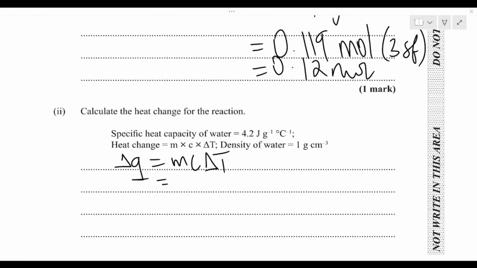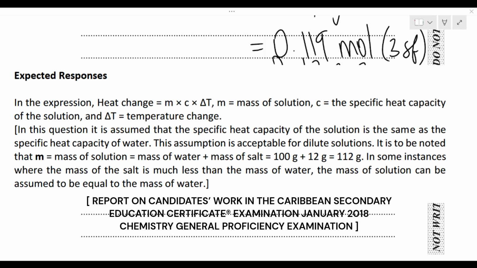Now, I just want to make sure because there is a little bit of ambiguity here, but for this, you should use 112, the 100 centimeters cubed of water, well, the 100 grams of water, because we're given that the density of water is 1 gram per centimeter cubed, plus the 12.0 grams of potassium nitrate. Some say that you don't use the 12 grams of potassium nitrate, you just say 100 grams of water. But what CXC has in their subject report is that it should be 112 grams. I'm reading from the subject report now.